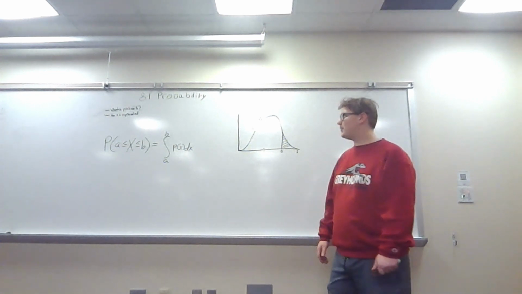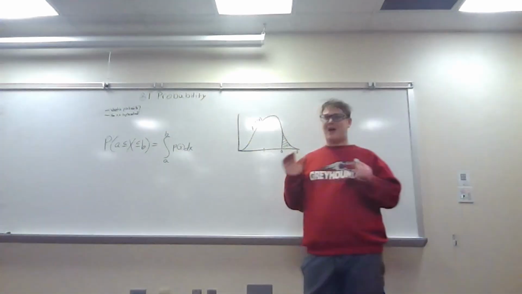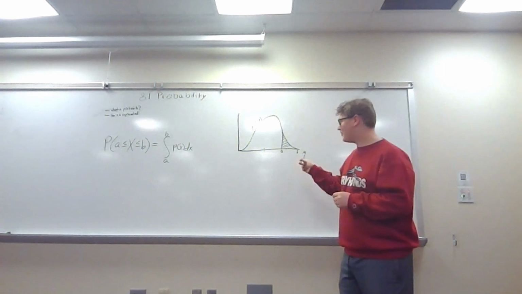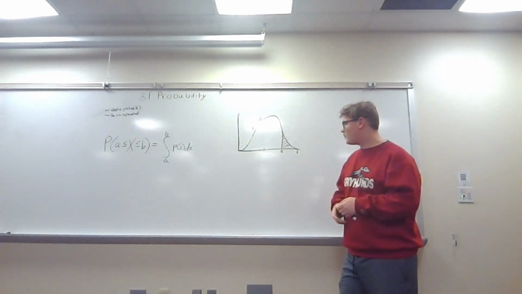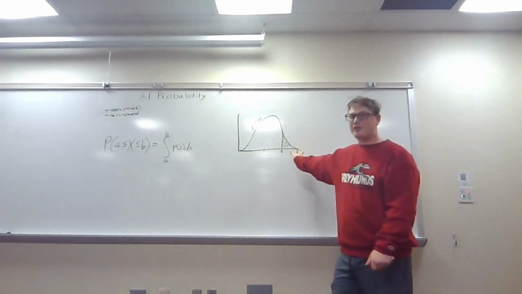Alright, we're doing probability. So what is probability? Well, probability is the likelihood of something happening. How is it represented? Well, it's often represented on a bell curve. And what you're looking for is the probability of something being inside the shaded region, or the area of the shaded region.